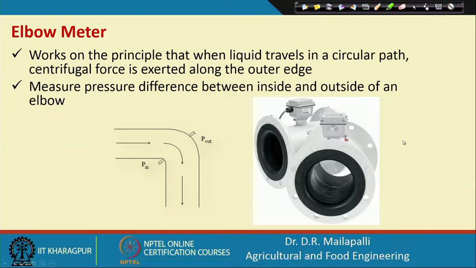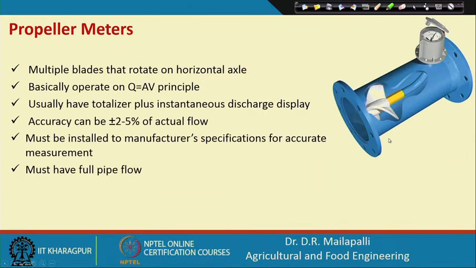And the next is the propeller meters. The propeller meters simply will have a propeller inside. The axle will consist of different blades, multiple blades that rotate in the horizontal axis, and it basically operates on the Q is equal to A into V principle. That means the number of rotations will give the velocity, multiplied by the area of cross section. So, that will give the Q.